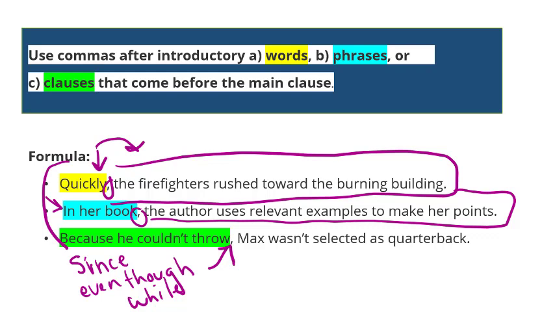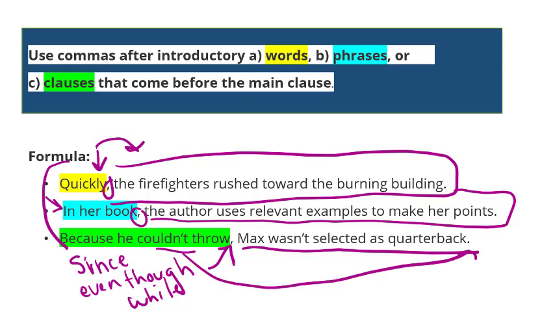So again, the tip is always make sure to check that what comes on the other side is a complete sentence. So in this case, we have "Max wasn't selected as quarterback." Well, why wasn't he selected? Here we have the answer at the beginning, because he couldn't throw. Now, a good tip or strategy in comma placement is to turn it around. So if you are able to take this information and put it at the end here and make a complete sentence, then you know the comma is in the right spot.